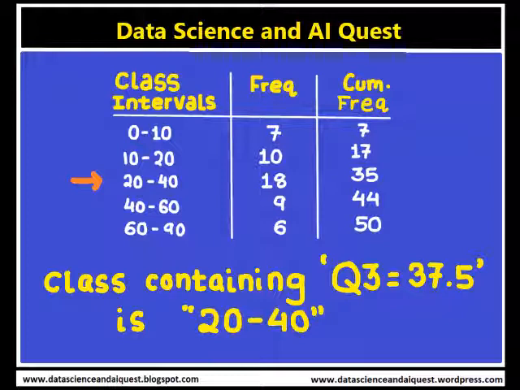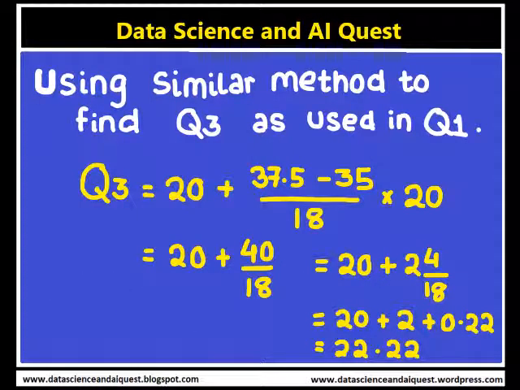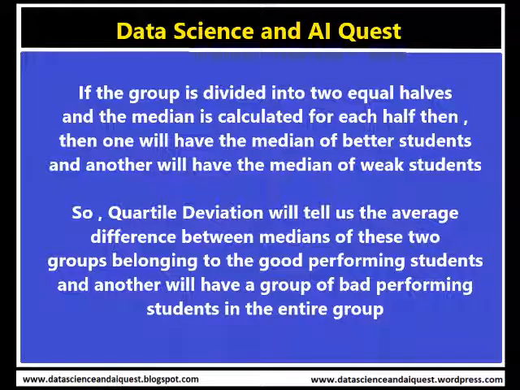To get the exact value of Q3, we again use the formula that we used for Q1. Here L is the lower limit of the class, and L is 20. 3n by 4 becomes 150 by 4, which is 37.5. The cumulative frequency of the preceding class, 35, is subtracted from 3n by 4. Then 20 is the magnitude of the class interval, 18 is the frequency of the class, and after computation we get that Q3 is 22.2.